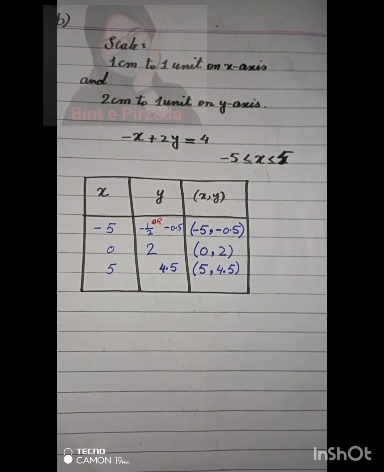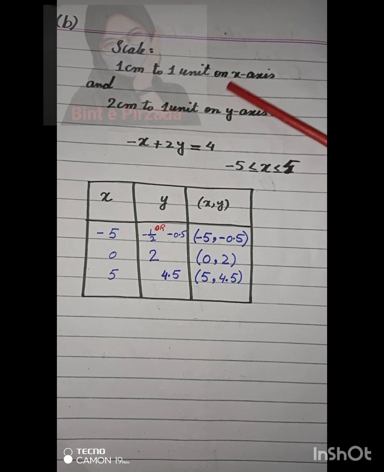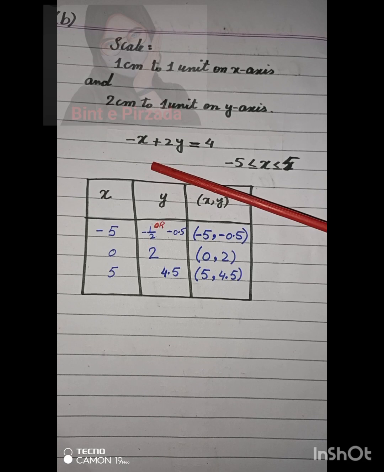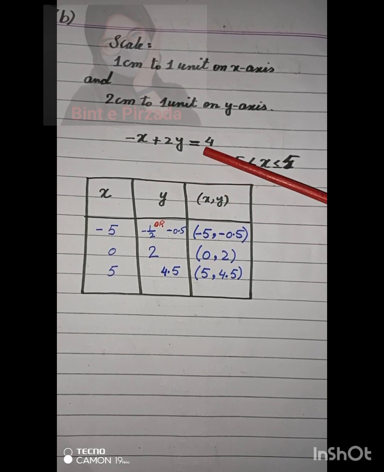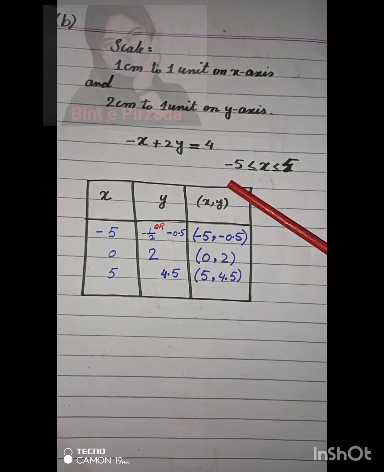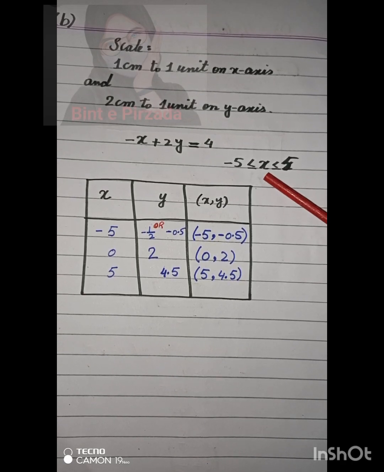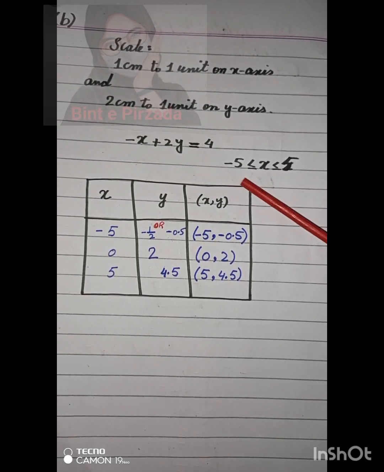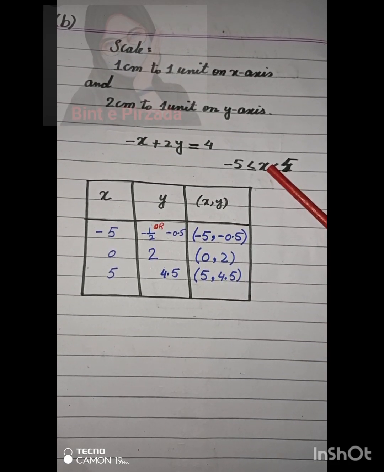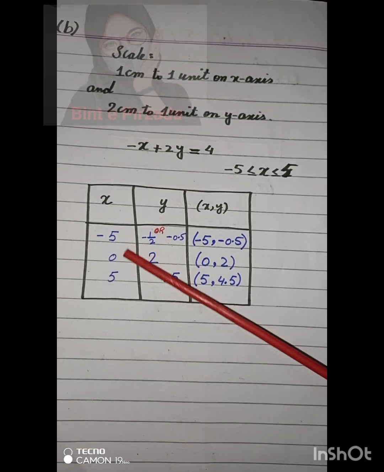It is given in the statement to take the scale of 1 centimeter to 1 unit on the x-axis and 2 centimeter to 1 unit on the y-axis. The equation given is minus x plus 2y equals 4, and the limit of the values of x is minus 5 less than or equal to x less than or equal to 5. So the values of x will vary from minus 5 to plus 5. Now we have to plot the graph of this equation in this limit. Limit means we will take the values of x from minus 5 to 5.